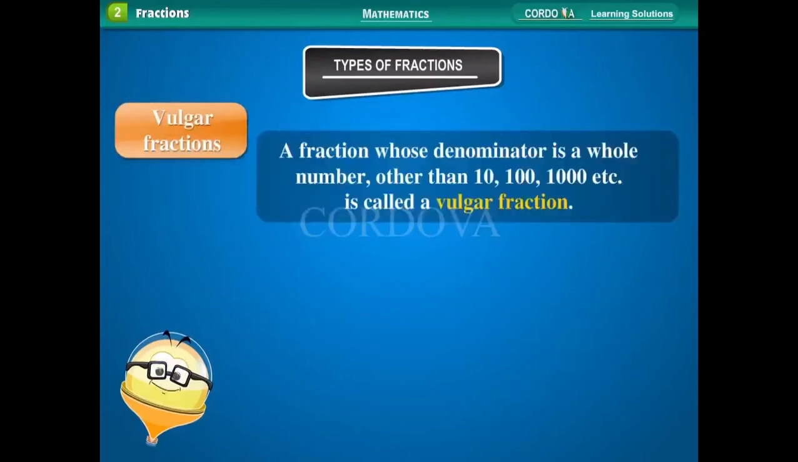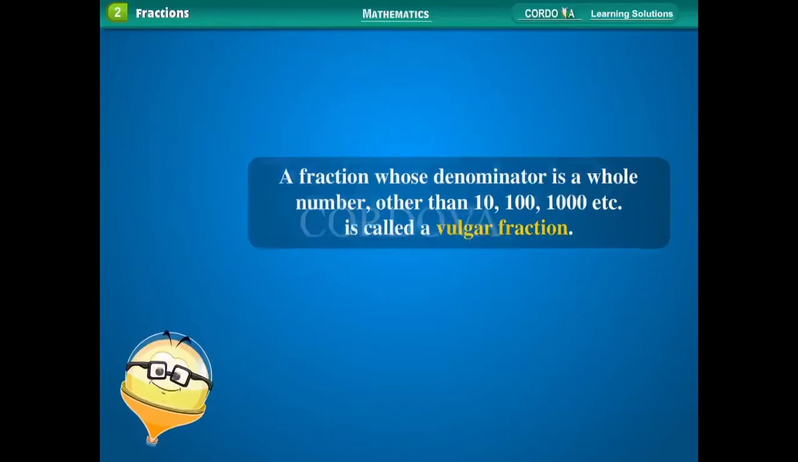Vulgar fractions. A fraction whose denominator is a whole number other than 10, 100, 1000, etc. is called a vulgar fraction. Examples: 7 upon 8, 3 upon 17, 19 upon 20, 23 upon 39, etc.